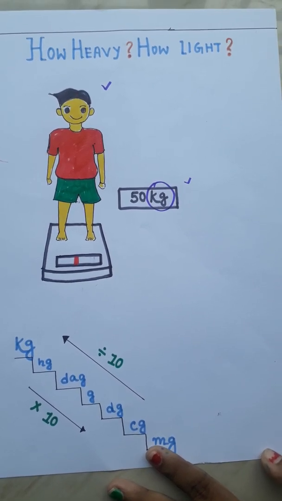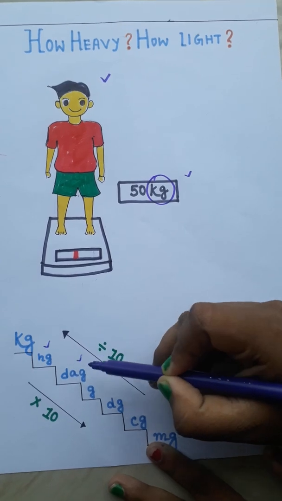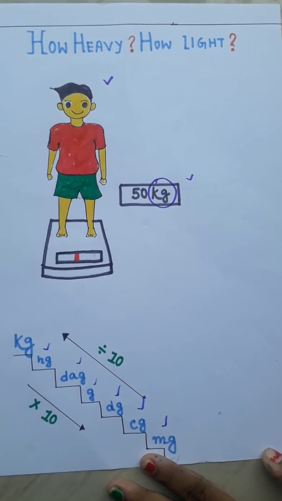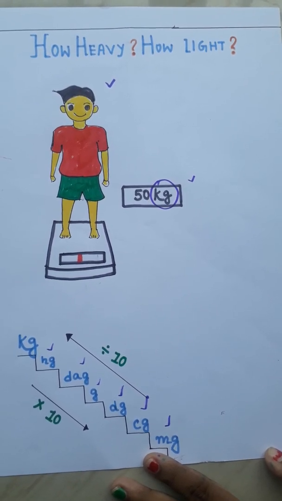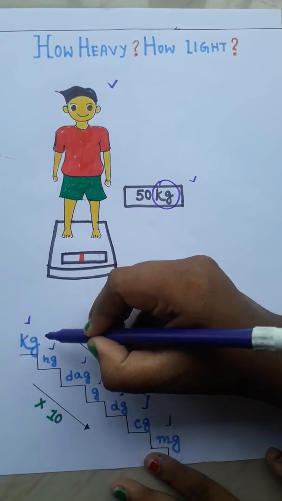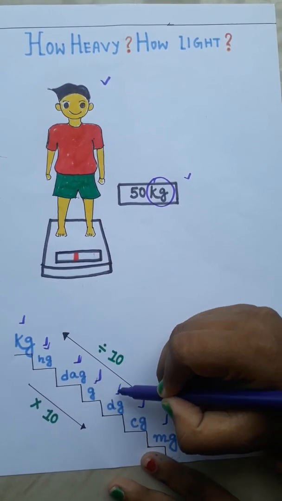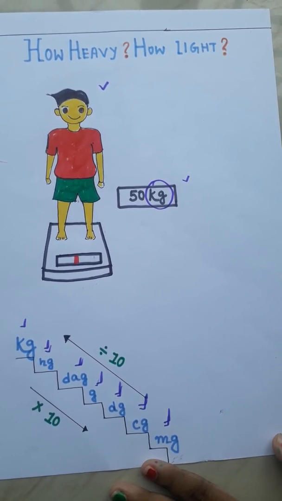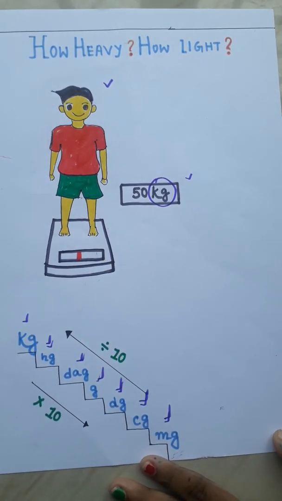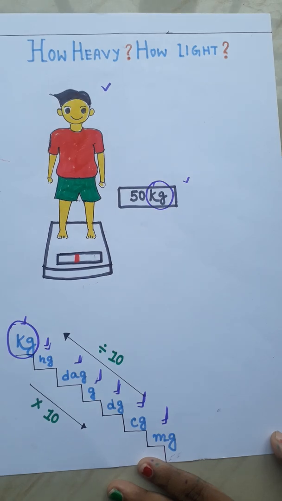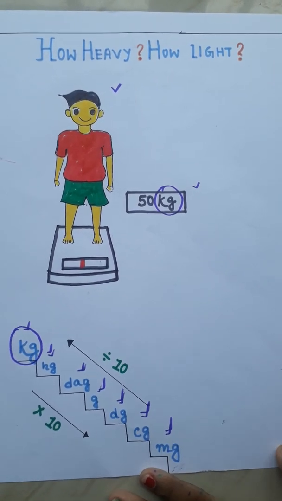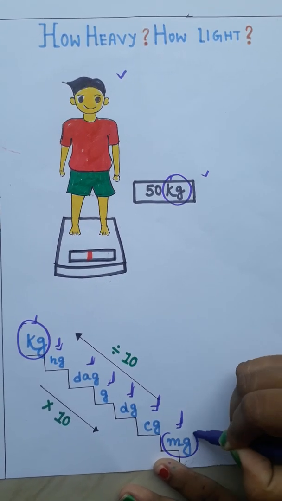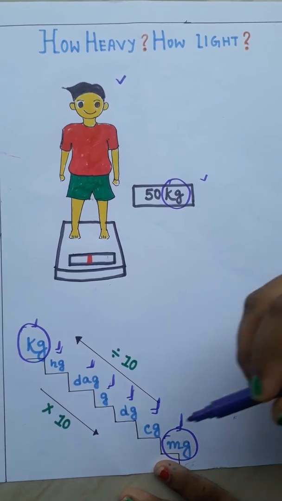What are those? Do you know? Those are hectogram, decagram, gram, decigram, centigram, milligram. So there are many different units in which weight can be measured: kilogram, hectogram, decagram, gram, decigram, centigram, milligram. And as you can see, I have written this in the form of a staircase, and kg is at the top. That means kg is the heaviest, and the milligram is the smallest one. That's why it's at the bottom.